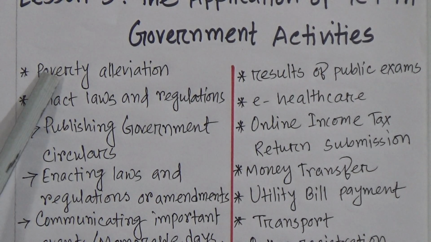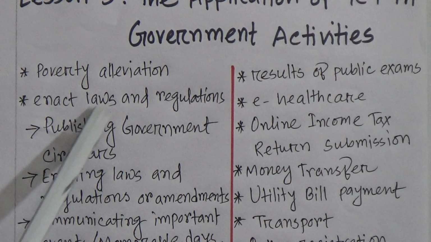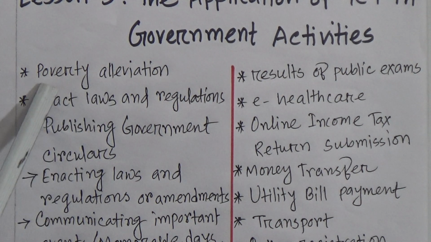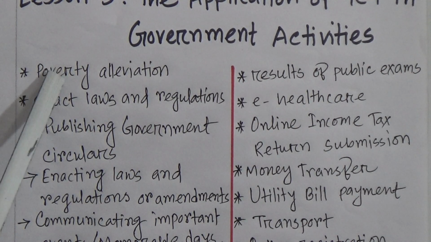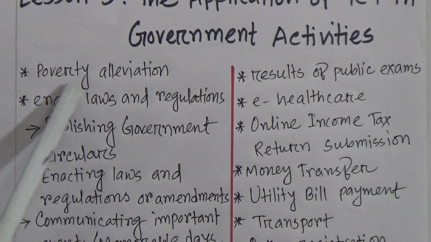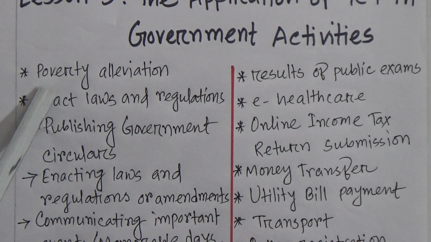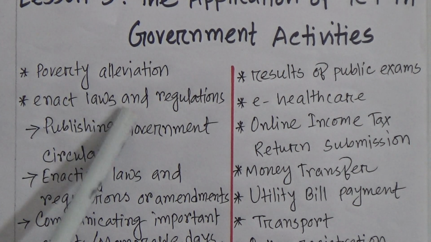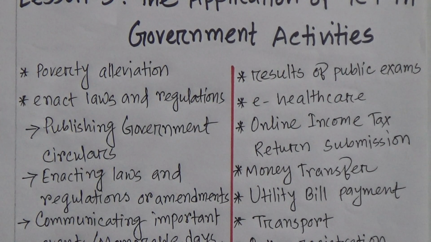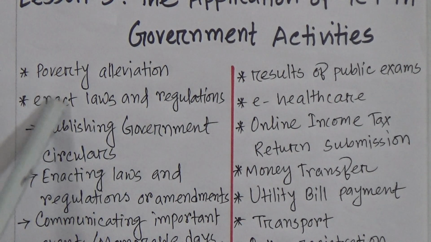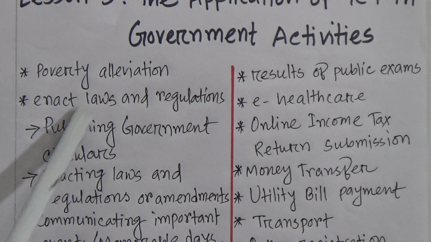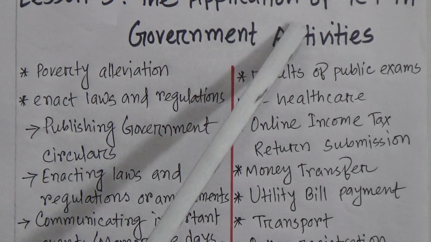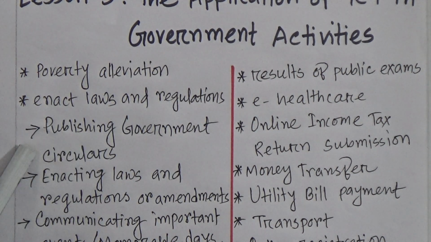You all know that our country is a poor country, and poverty alleviation, that means to reduce poverty, is the hardest task of our government, and our government is working on it. As a result, we need digitalization in every aspect. For that, enacting law and its regulations: the government needs to enact laws and regulations to reduce poverty or corruption, and by doing that the government needs the help of ICT.